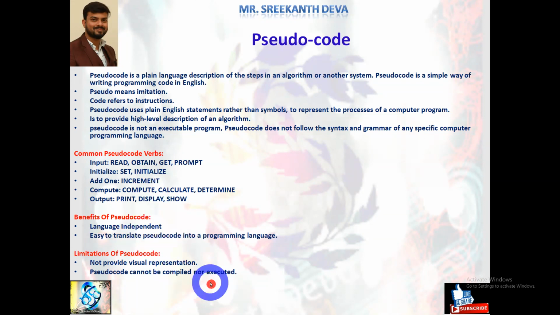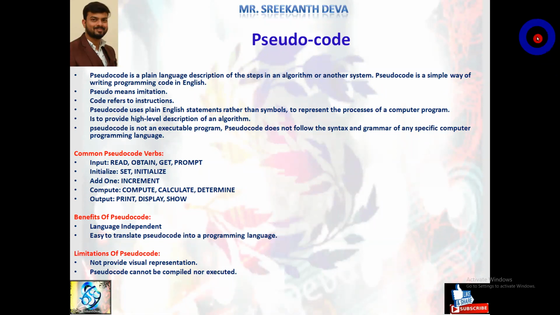Some limitations of pseudocode. The main disadvantage of using pseudocode is that it does not provide a visual, graphical, or pictorial representation of the program's logic. There are no accepted standards for writing pseudocode. Programmers use their own style of writing pseudocode. Pseudocode cannot be compiled or executed, and there are no real formatting or syntax rules. It is simply one step, an important one, in producing the final code.